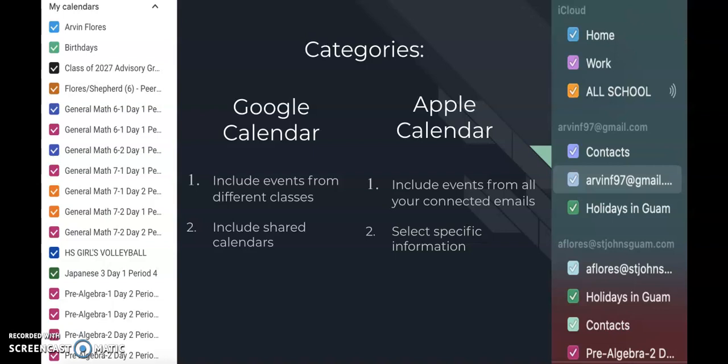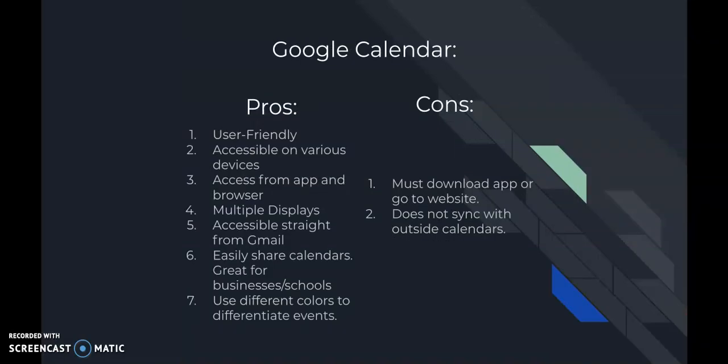Here are some pros and cons for Google Calendar. Some pros include being super user-friendly. It's accessible on various devices. You can access it from the app or the browser, so at least you have options. There are multiple displays. It's accessible straight from Gmail, so you can choose and accept invites from various people and it goes straight to your calendar.